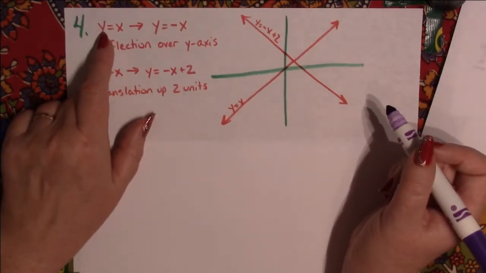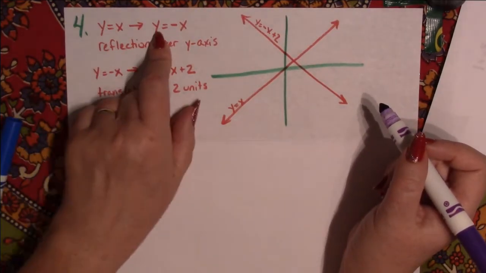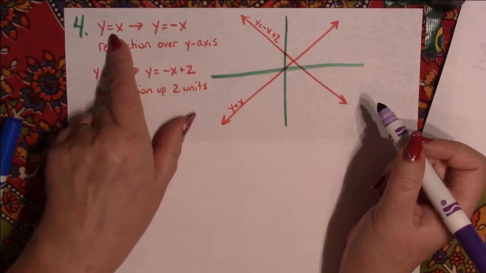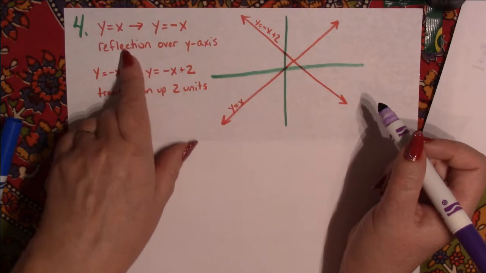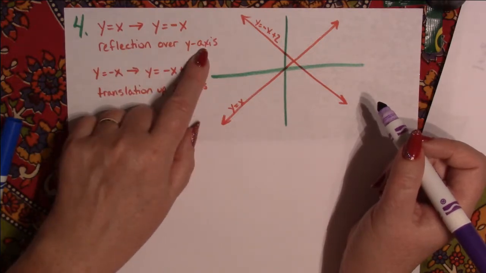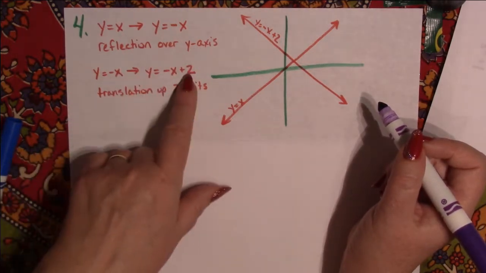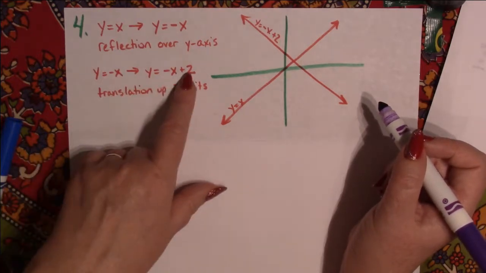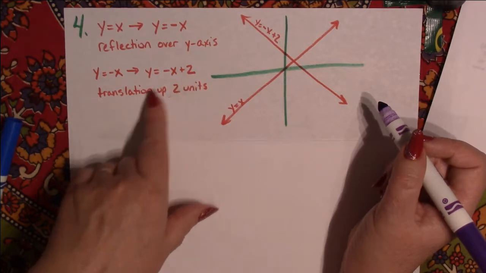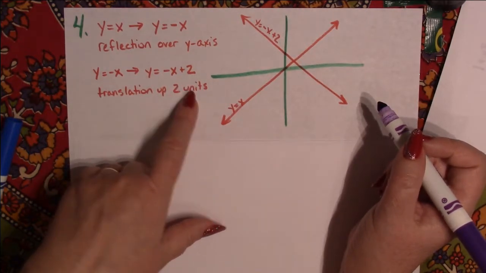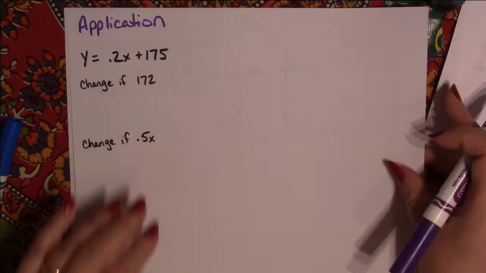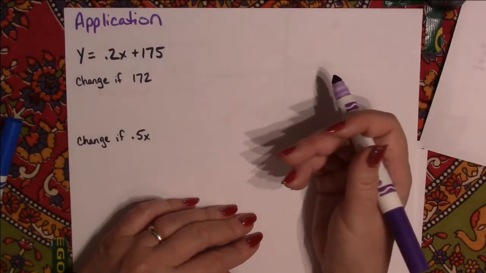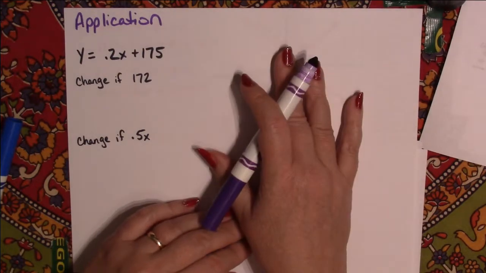So with number 4, we started with y equals x, and we went to y equals negative x. And when I change the slope just by making it negative, that's a reflection over the y-axis. Then the next thing we did is we slid it up the y-axis by 2. We just changed the y-intercept. That's a translation up 2 units, and that gets me from our starting point to our ending point. How'd you do?